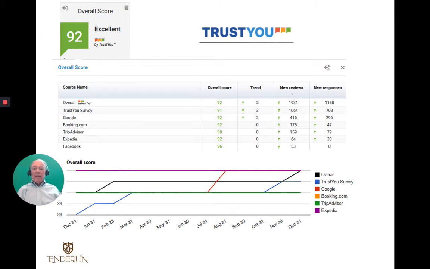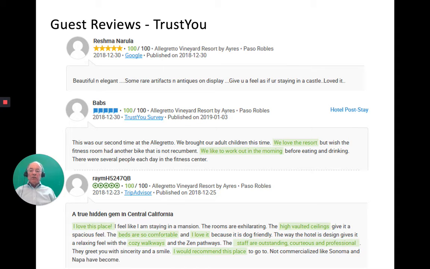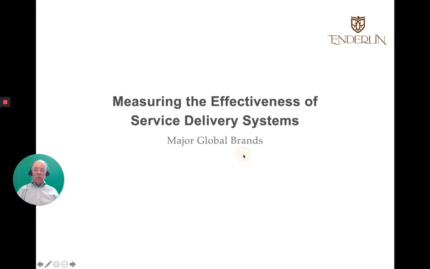Here are some TrustYou aspects specifically for a hotel, in terms of where you stand on each of the different sites: Google, Booking.com, TripAdvisor, Expedia. So what's your overall score? In this particular hotel, Facebook was where they had the highest positive excellence rating. And these are some of the reviews that you might actually receive. This is for a hotel near where I live in Paso Robles, California, a beautiful resort property, actually. You see these are some of the comments you would get back from what people had to say, and it highlights some of the things they say. We love your resort. We like working out in the morning, and so on and so forth.